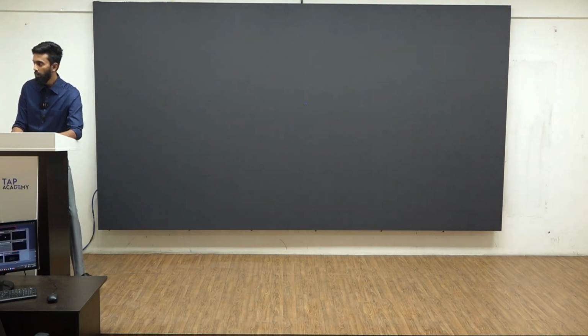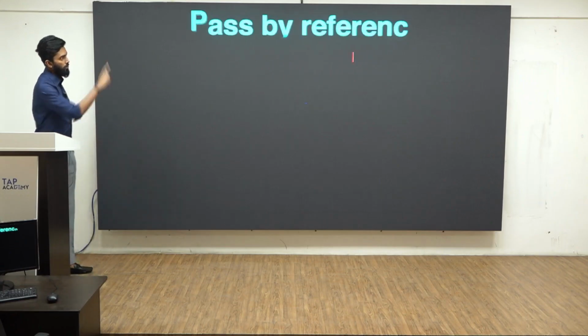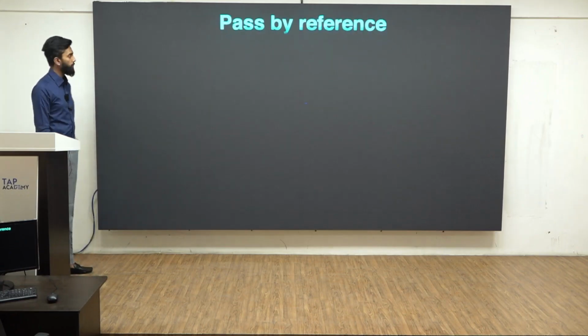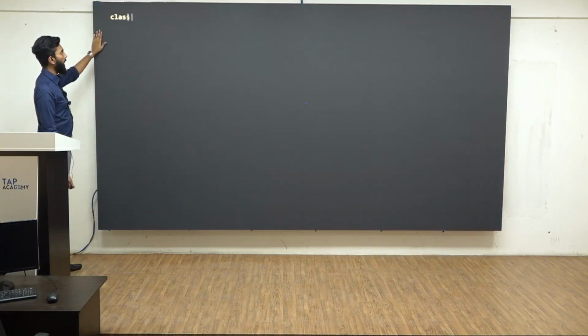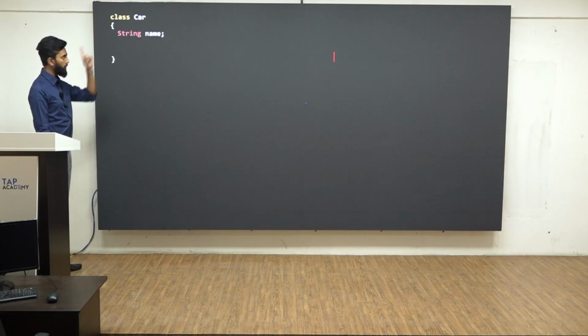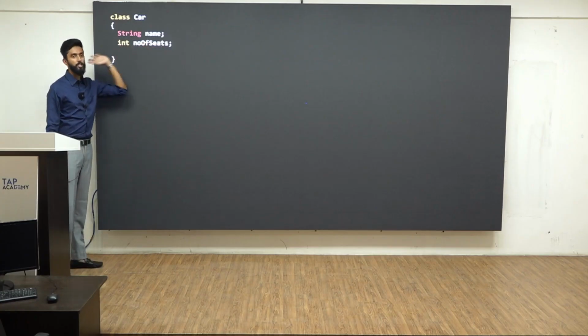So here, let me write a small program for your understanding. Now we are talking about pass by reference. Assume, friends, I will create one class. I will call it the Car class. Inside the Car class, I will create one instance variable, String name. One more instance variable, int numberOfSeats.